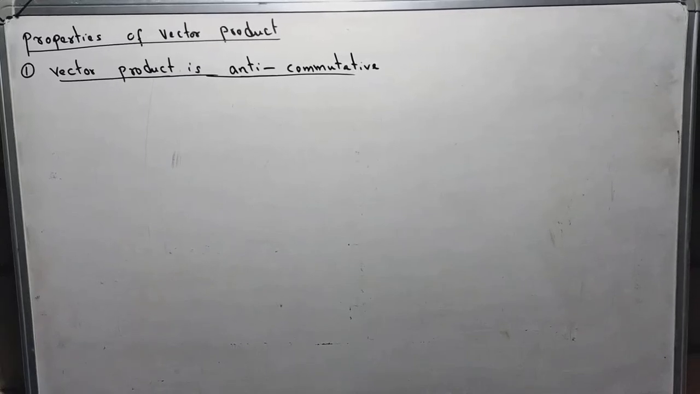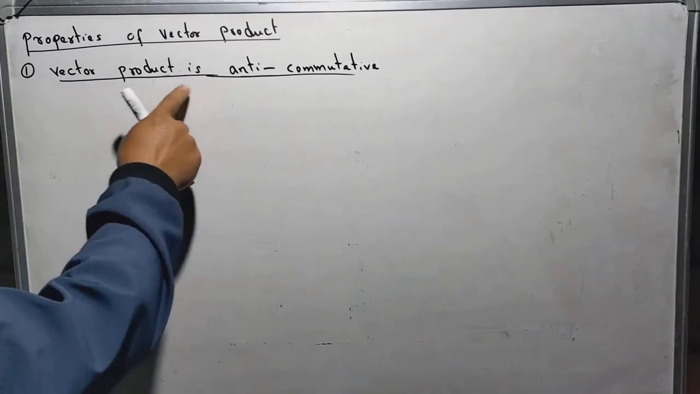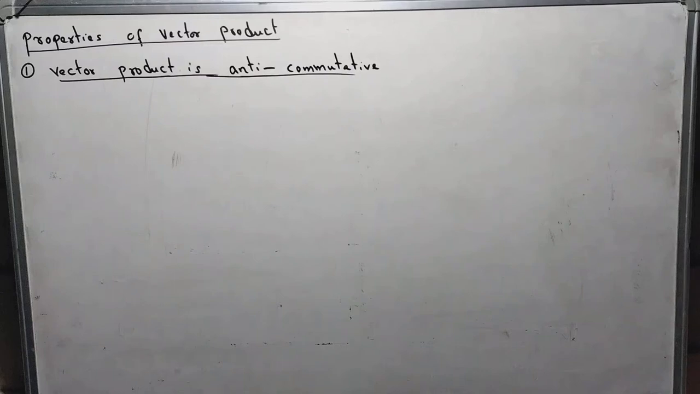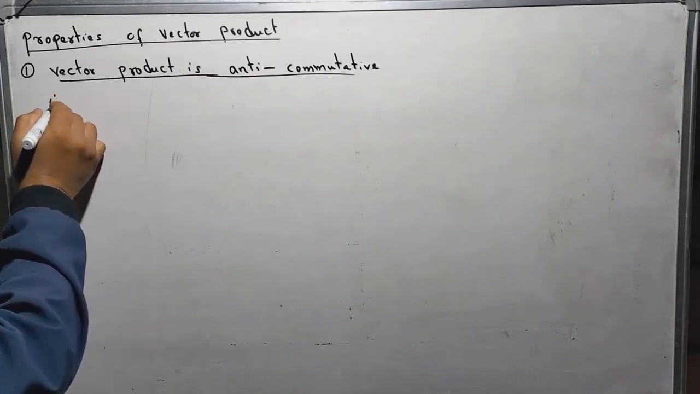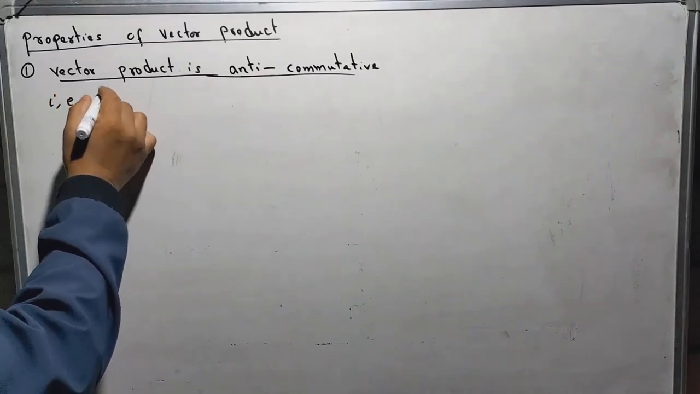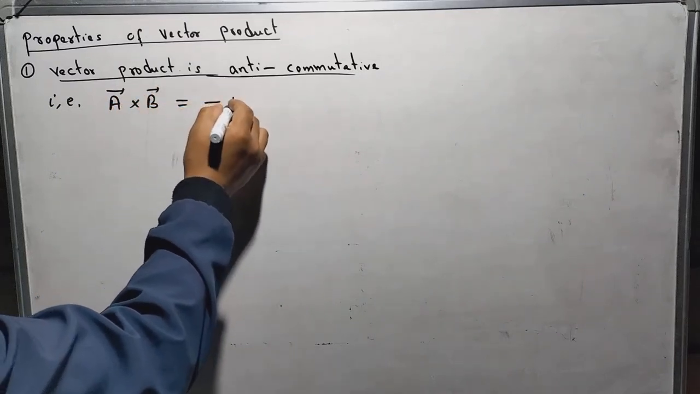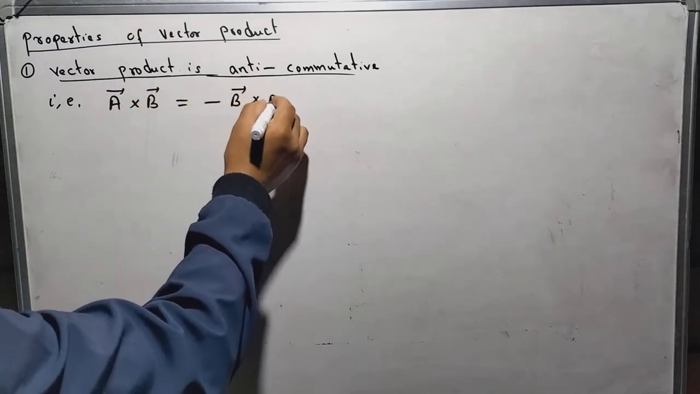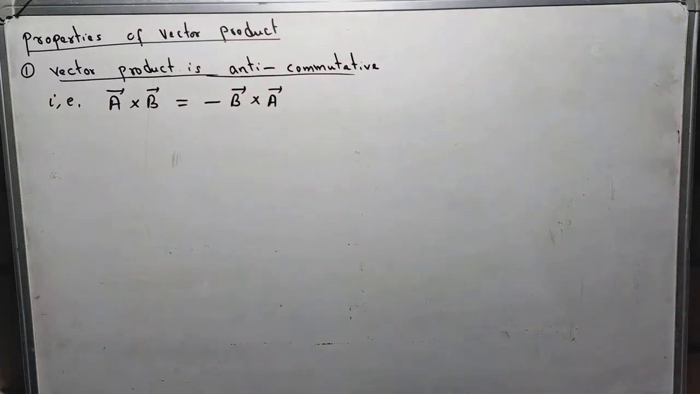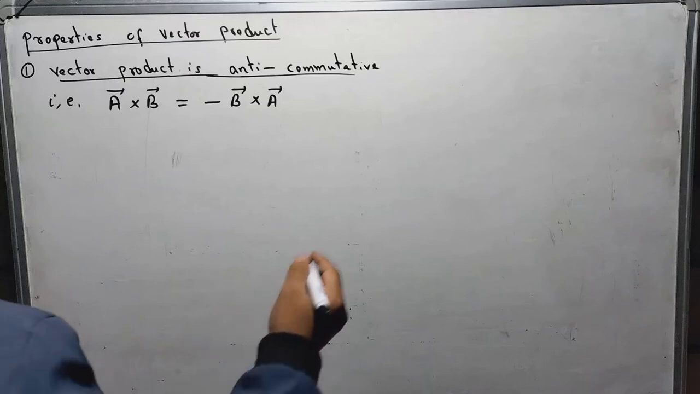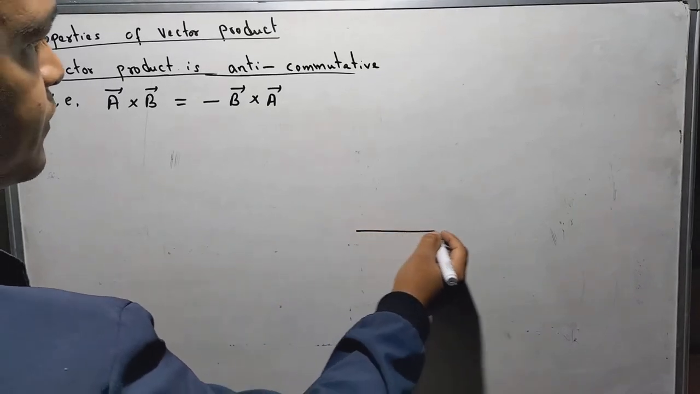Next is the properties of a vector product. The first property of a vector product is anti-commutative, which means A cross B is equal to minus B cross A. So this is the meaning of anti-commutative. How? Okay.